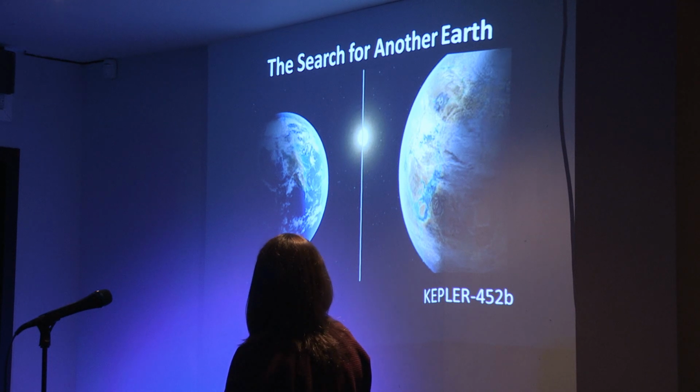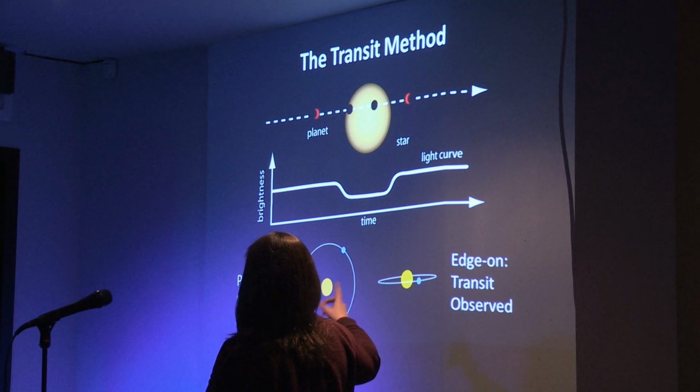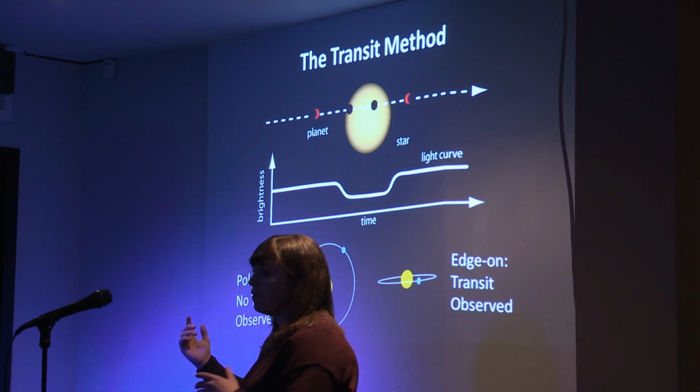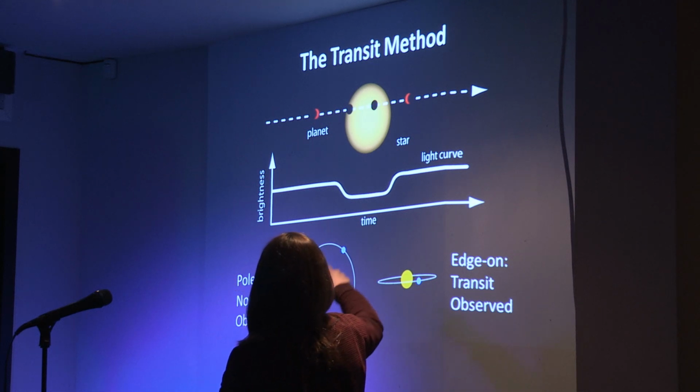So this planet was discovered by the transit method, and I'm going to tell you how that works. If you look at the top diagram here, you can see that if a planet crosses in front of the star, there is a drop in the flux. And that is this characteristic light curve, as you can see here.